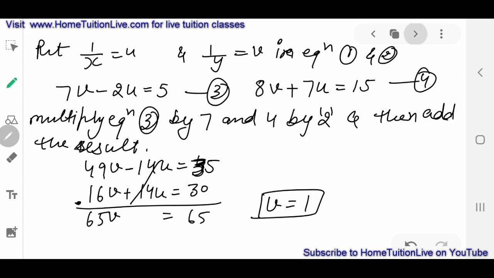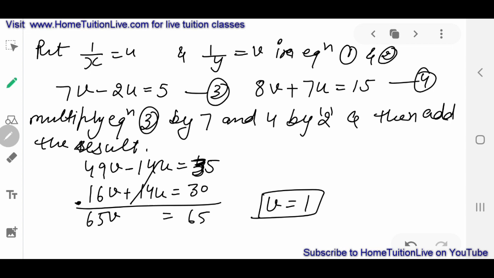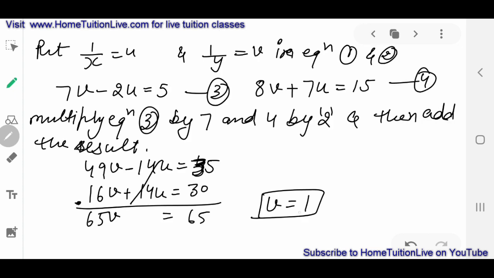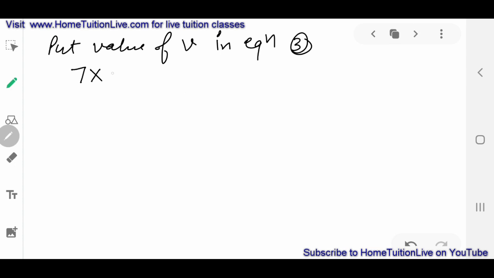Now put the value of v in equation 3. 7 times v, where v is 1, minus 2u is equal to 5. So minus 2u is equal to 5 minus 7, which is minus 2u equals minus 2, so u equals 1.